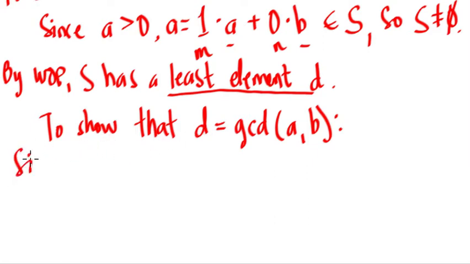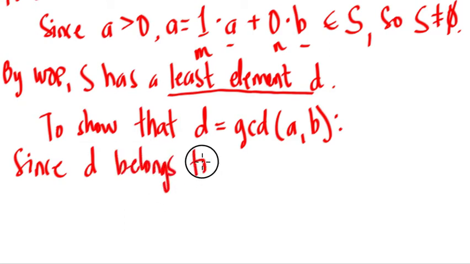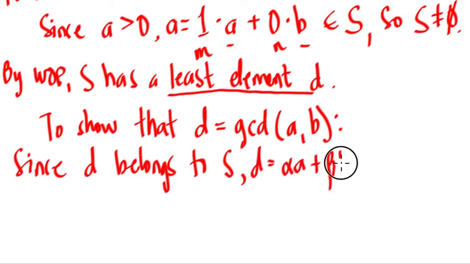First, since D belongs to S, therefore it is in the form of D equals alpha A plus beta B, for some integers alpha and beta.